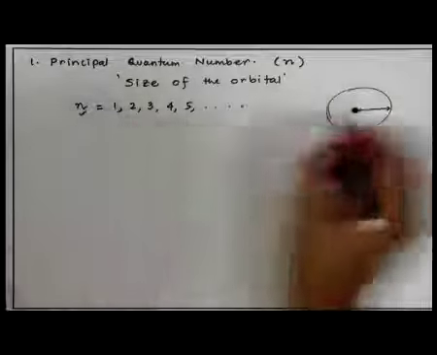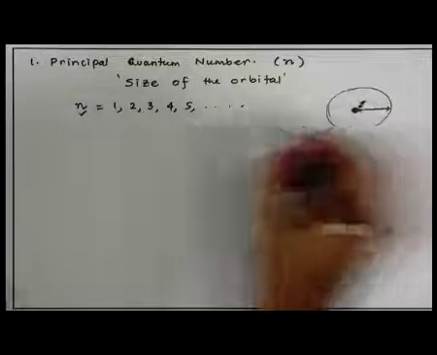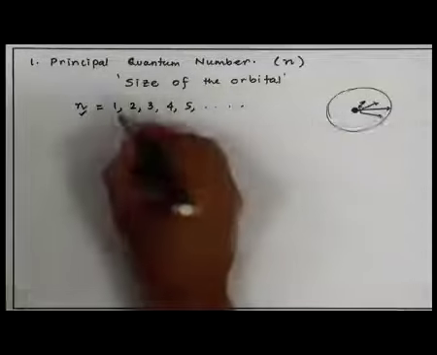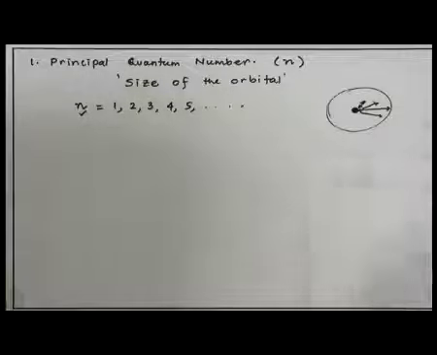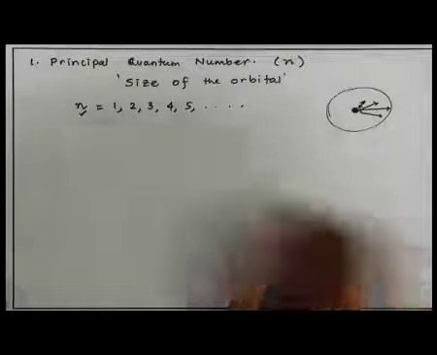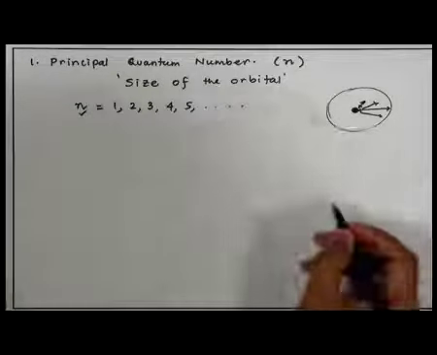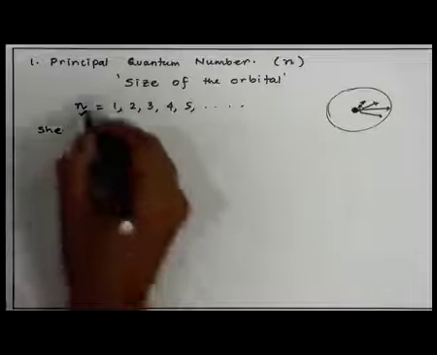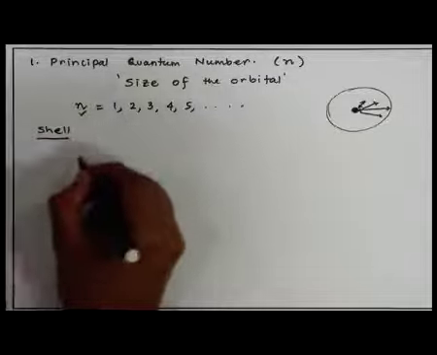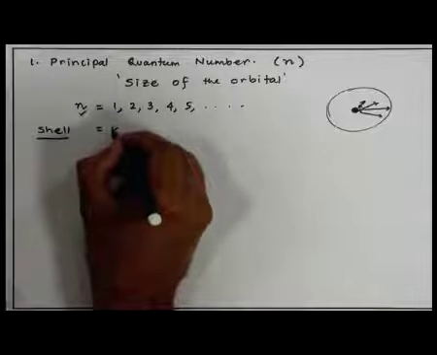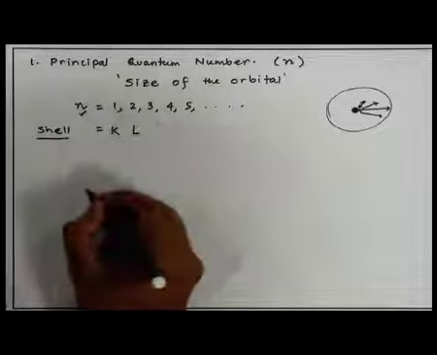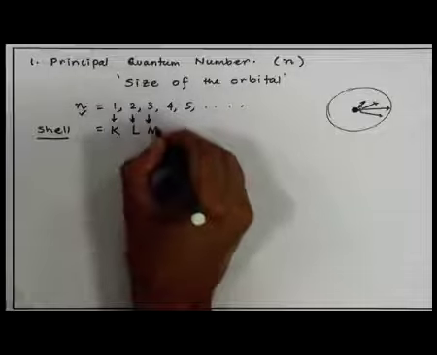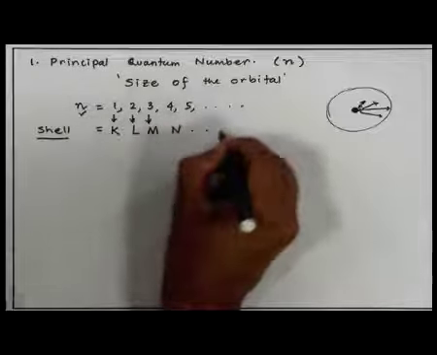So, n equals 1 means the electron is closer to the nucleus, n equals 2 it is a little farther, n equals 3 it is farther, and n equals 4, 5, 6 it goes on like that. These different values of n also have different names, we call them shells. When n equals 1, we call that the K shell, when n is 2, we call it the L shell, when n is 3, we call it the M shell, then the N shell and so on and so forth.